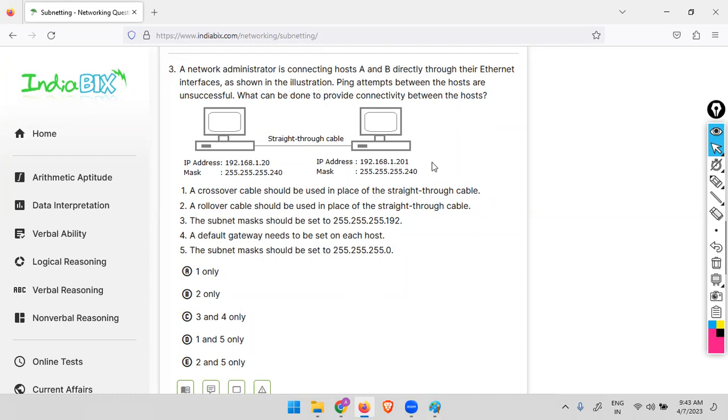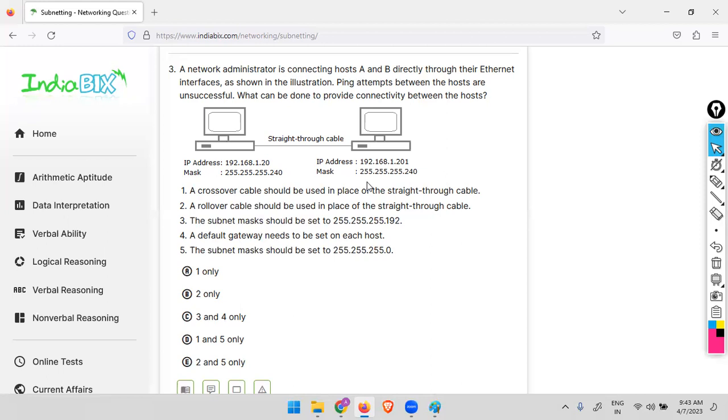1.200, 1.201. Are they in the same network? First of all, let's decide that. Yes or no? Are they in the same subnet? Yes, sir. How? The subnet mask is the same in both. So the same subnet mask means the same network? No. What will be the block size according to the subnet mask?